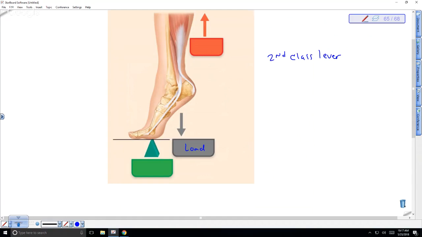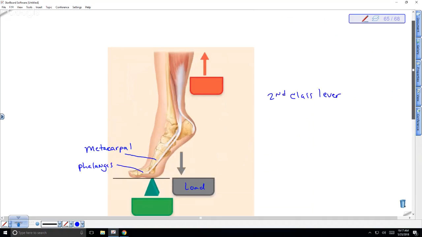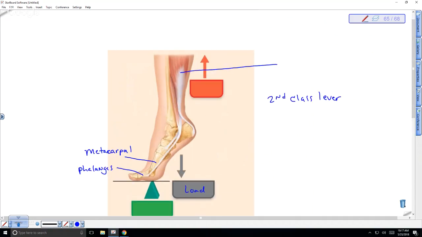So this is actually, what bones are these right here? Metacarpals, and then these are the phalanges, right? So this is metacarpals, and these are my phalanges, like my finger bones, my toe bones. Okay, and then this muscle up here, there's actually two muscles they've drawn. So this is my gastrocnemius. And why do they name it the gastrocnemius? It has a big belly.